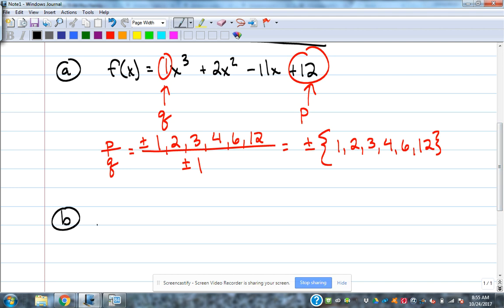Let's do the same thing for this one. Let's put a number in the front. Say we got 4x to the 4th minus x cubed minus 3x squared plus 9x minus 10.